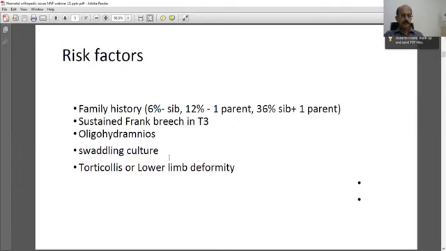Even a breech delivery is a risk factor, but more important is a frank breech sustaining in the 3rd trimester, rather than other kinds of breech. That is of utmost importance. But even a breech delivery itself is a risk factor. Other risk factors, as we know, are oligohydramnios and swaddling culture. When extended swaddling is done, it presses at the greater trochanter and pushes the hip to come outside. So that is a risk factor. And other findings which can be associated with DDH would be torticollis or any other lower limb deformities.